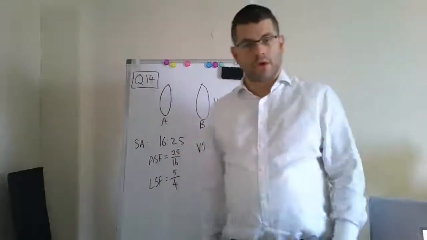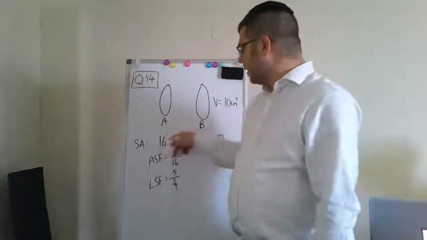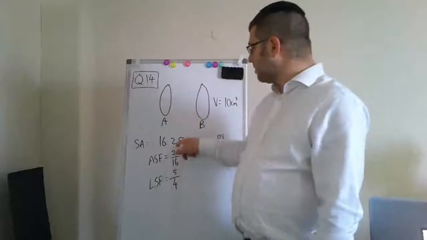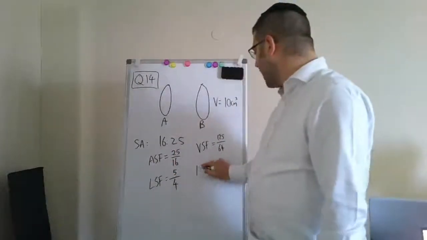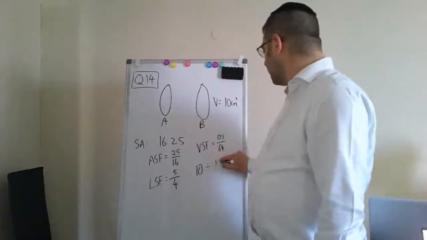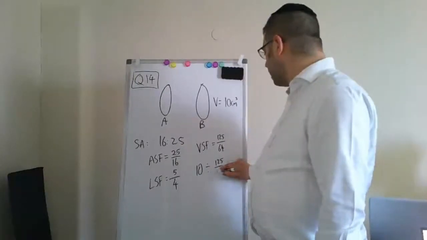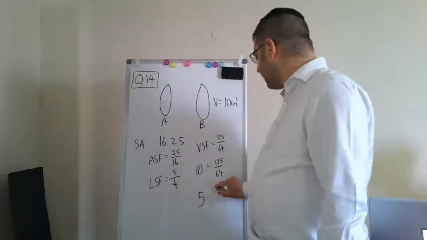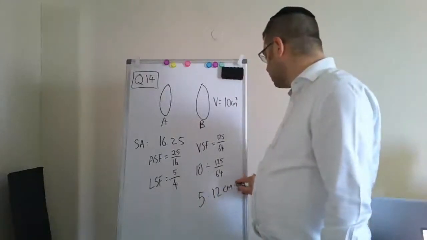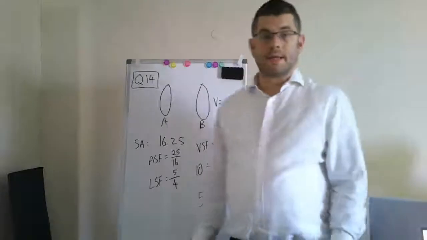And you can see that from the ratio, any ratio that they would have given us. Since the bigger number is on the right, that corresponds to B. So in other words, you do 10 divided by 125 over 64. And once again, you get 5.12 centimetres cubed.